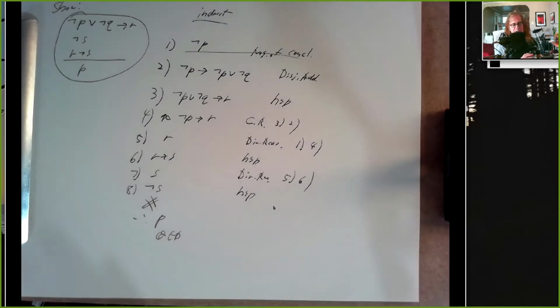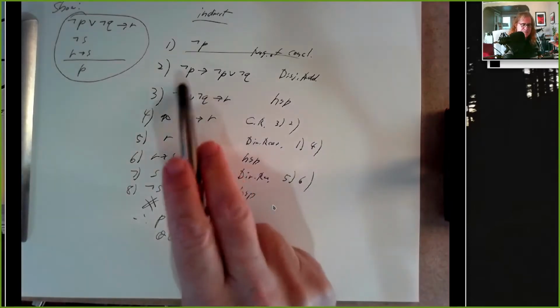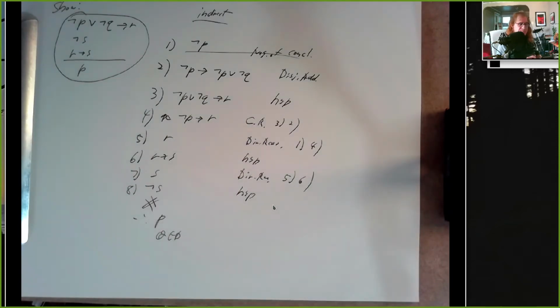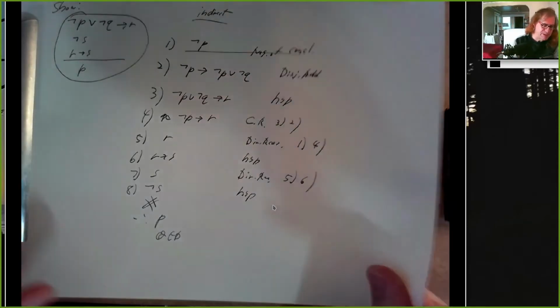And if you skipped a step here or there, like if you had gone directly from here to there, I took off a few points. But if you were on the right track and you were working in the right spirit, you got credit for it. So let's see what the direct proof looks like.